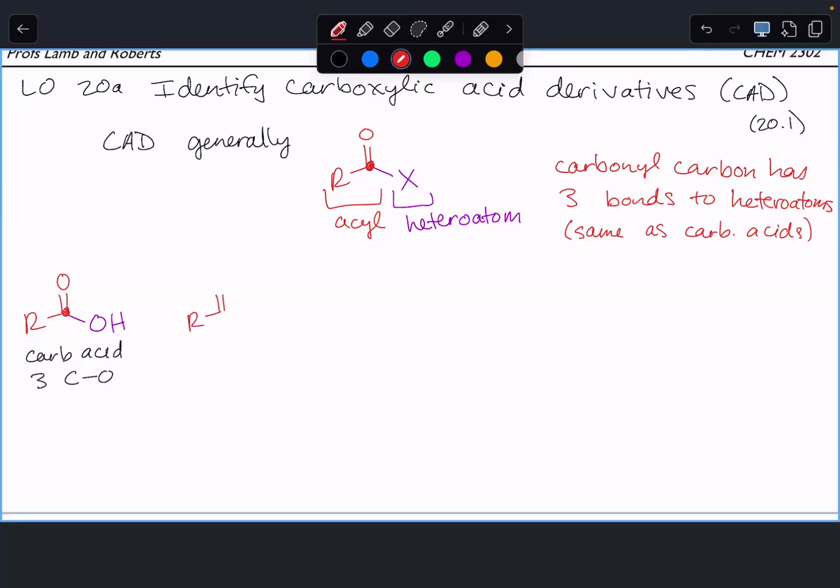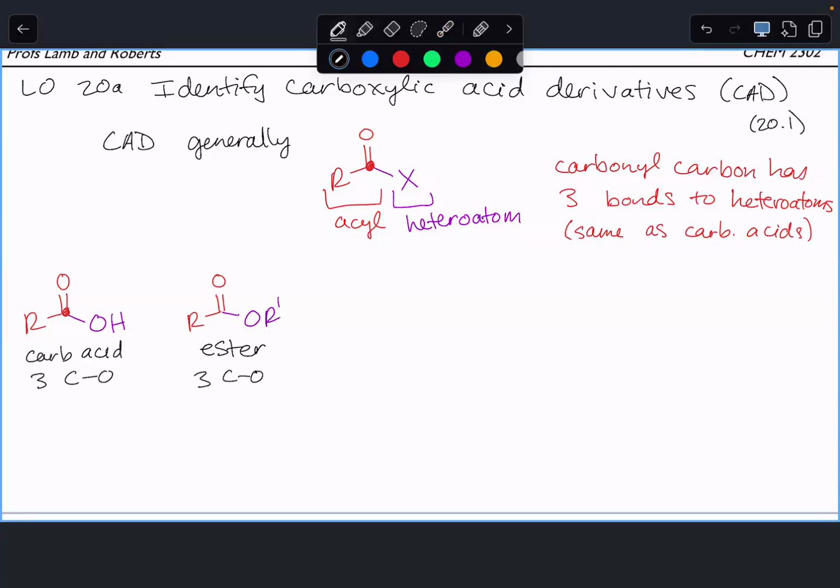Very similarly to that, instead of OH, we could have OR prime. So O methyl, O ethyl, whatever that R prime group is. This is going to be an ester, like that lactide that I showed you before. This also has 3 CO bonds: 2 bonds to oxygen in the carbonyl, and 1 bond to oxygen for this OR group. So those are probably the most straightforward.